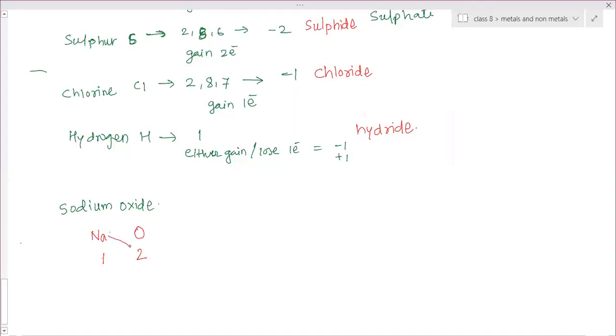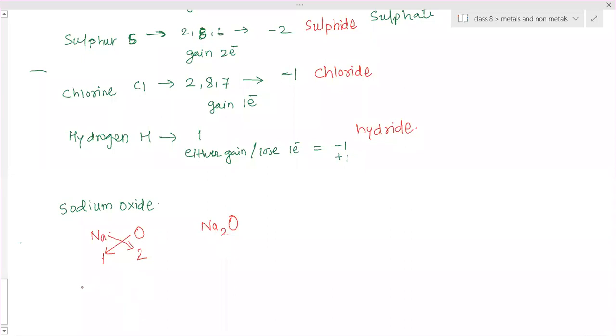So we have to cross multiply them. Sodium combines with 2, so it will be written as Na2. And oxygen is multiplied with 1, so by default nothing is written. So the formula is Na2O. Clear? So the sodium oxide formula is Na2O. Is it clear? Yes, ma'am.